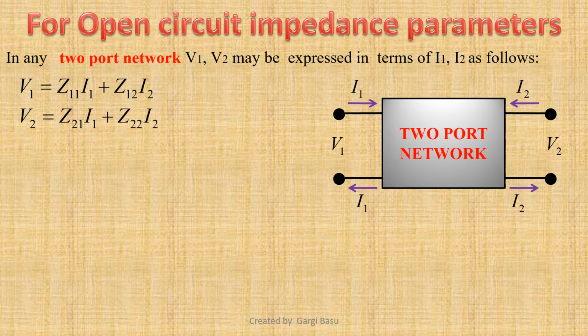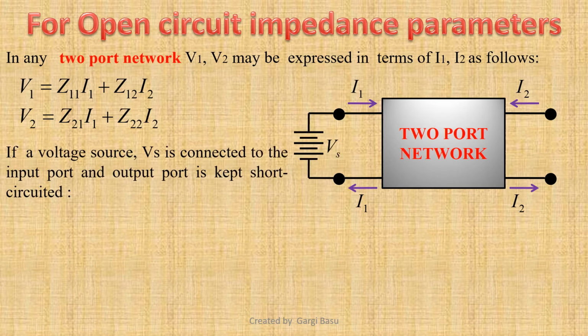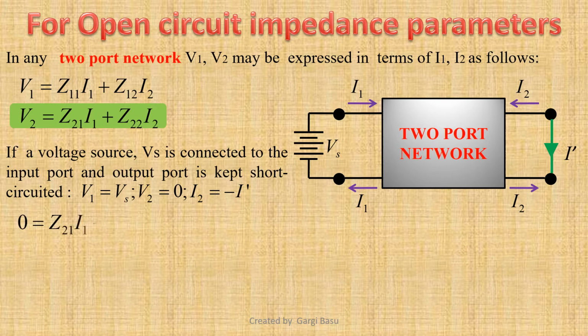Let us now connect a voltage source Vs at the input port and the output port is short-circuited. Therefore, V1 equals Vs, V2 equals 0 and I2 equals minus I dash, because the output port current I2 and the short circuit current I dash are flowing in opposite direction. From the second equation we can write 0 equals Z21 I1 minus Z22 I dash. Therefore, I1 equals Z22 divided by Z21 times I dash.